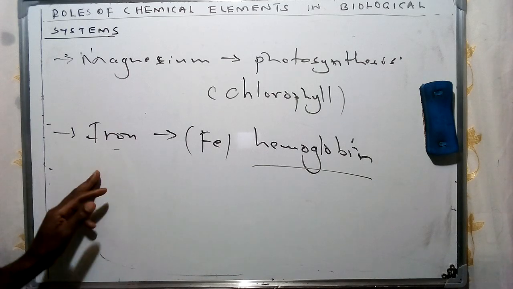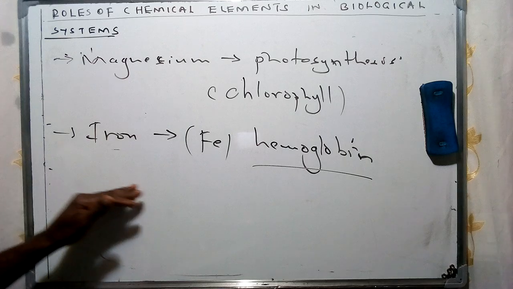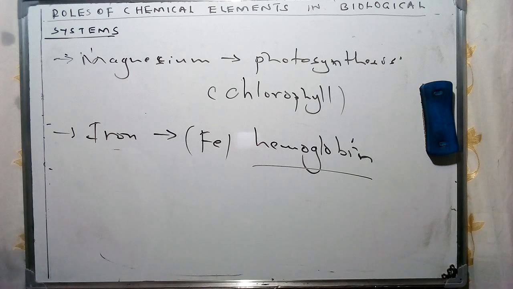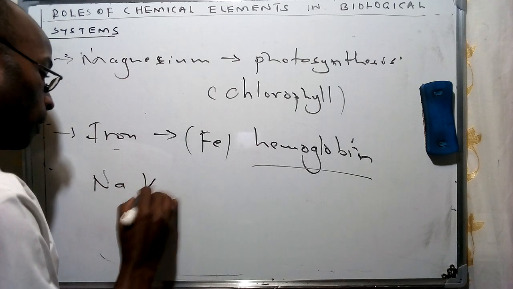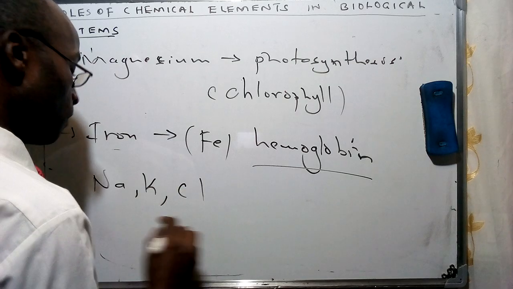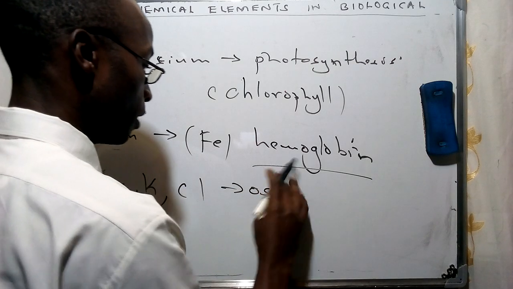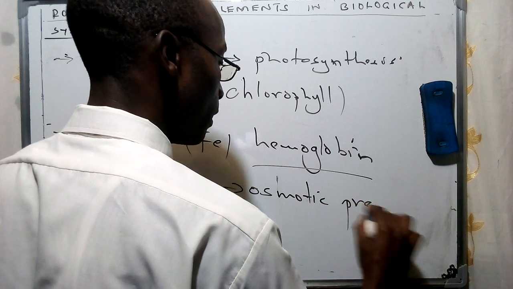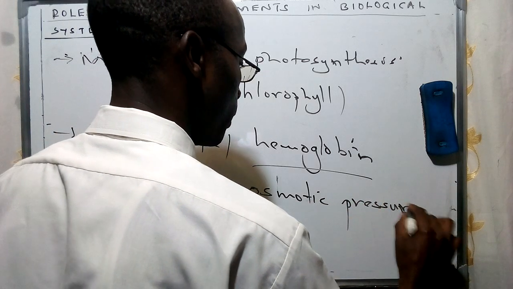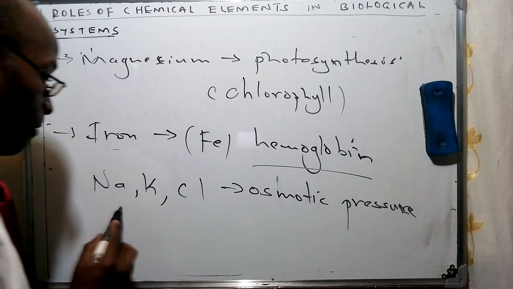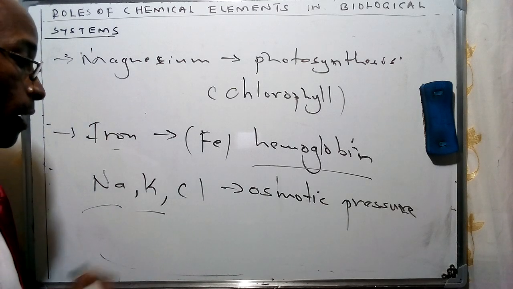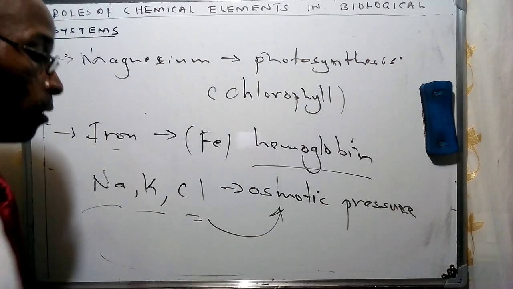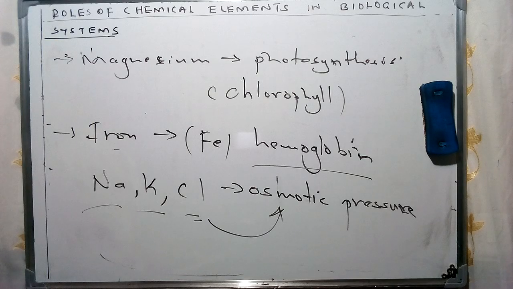The elements sodium, potassium, and chlorine also maintain what we refer to as osmotic pressure, and therefore they are part of the essential elements which we are going to come across, especially in our discussion on various cell physiological processes. In this case, they are also involved in controlling osmotic potential and the electrical stability of the cell membrane in cell physiology.